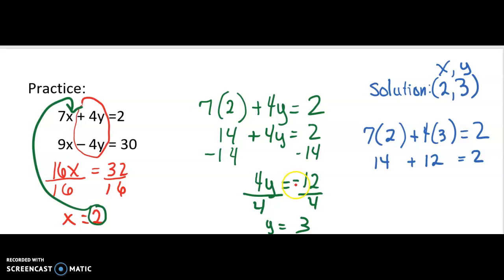Yeah, so go ahead. This was negative 12 divided by a positive 4. So my 3 should have been negative. So let's see if that changes things if I make my 3 negative. Substituted in that negative 3. 4 times negative 3 is negative 12. That makes a big difference. Okay, 14 plus negative 12 does give me 2. That works.